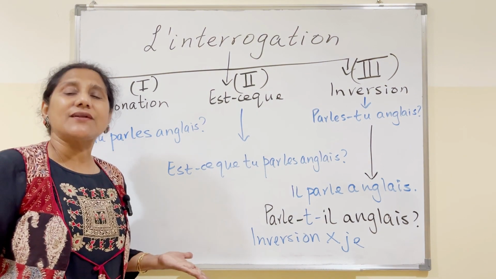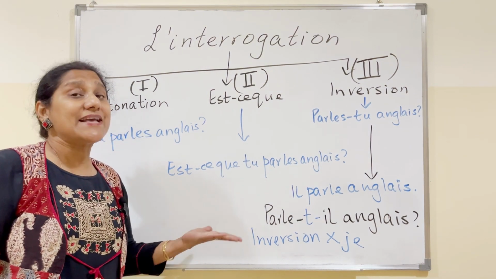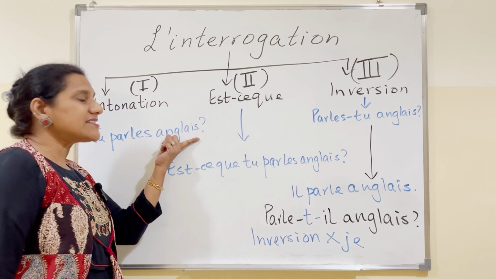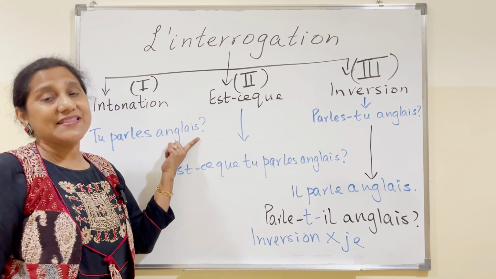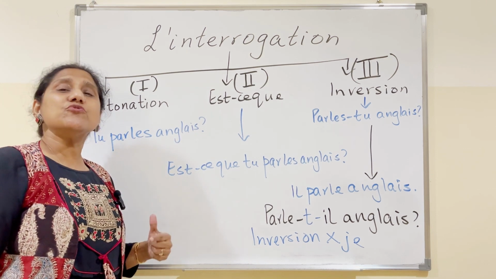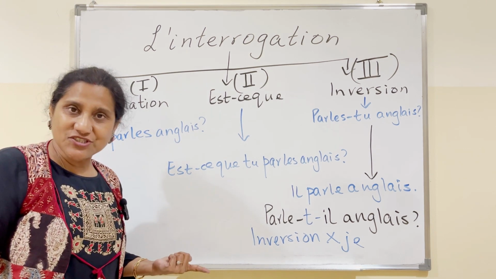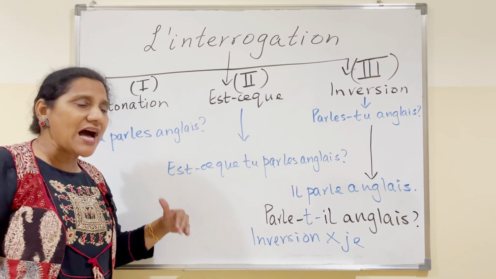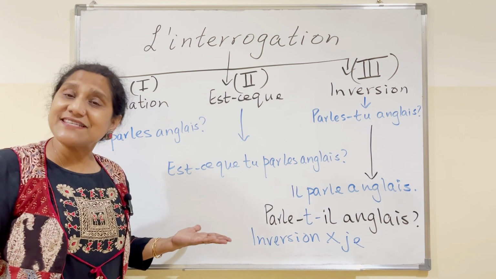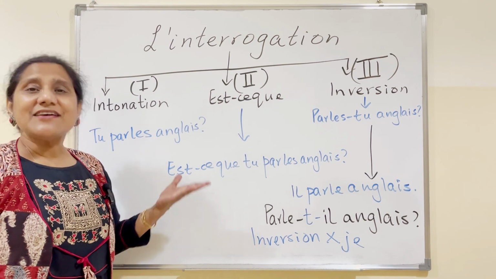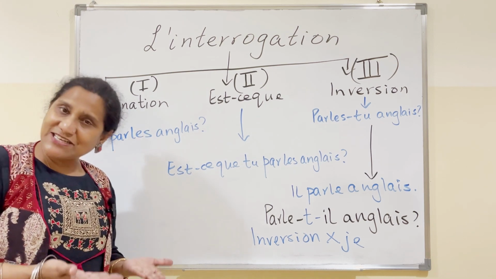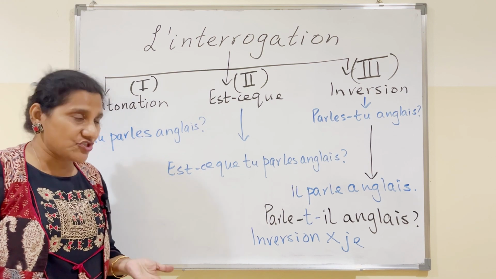Tu parles anglais. Suppose the sentence is you speak English. Now, I raise the voice at the end. Tu parles anglais? It becomes a question. That's called intonation, used more often in spoken French. For example, il parle français. Elle parle italien. So, as you raise your voice at the end of the sentence, it becomes a question.